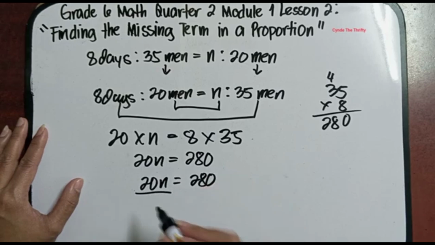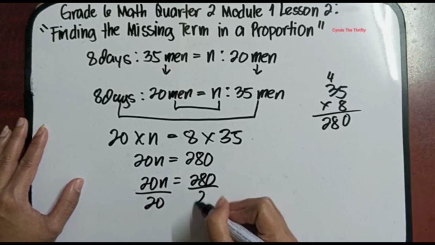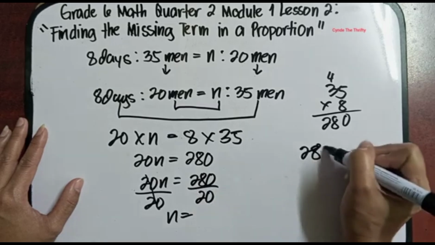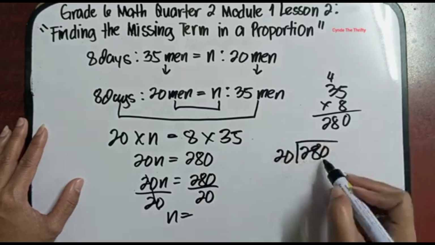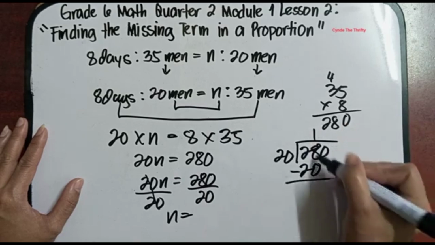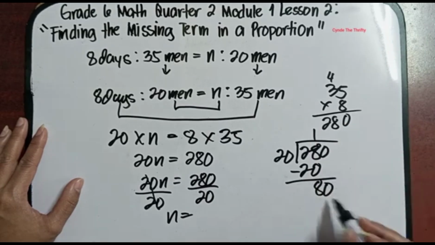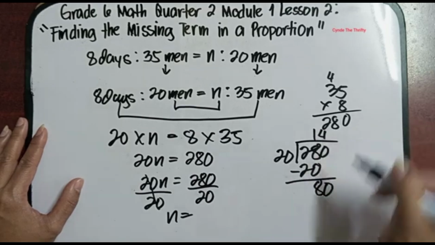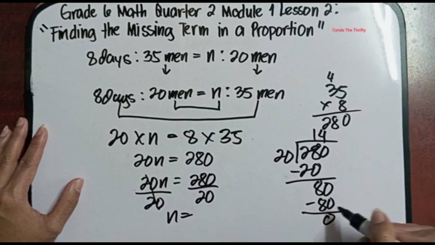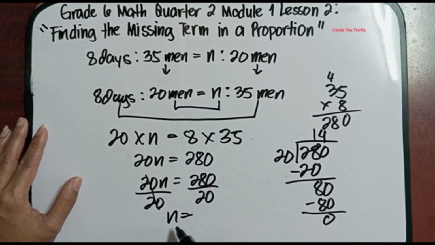I-divide natin both sides ng 20, okay? So, both sides ha, hindi pwedeng dito lang sa left side. So, 20 divided by 20 is equal to 1. So, N is equal to 280 divided by 20. So, 28 divided by 20 is equal to 1. 1 times 20 equals 20. Subtract. 8 minus 0 equals 8. Bring down 0. So, 80 divided by 20 is equal to 4. 4 times 20 is equal to 80. Subtract. So, 80 minus 80 is equal to 0. So, ibig sabihin, ang value ng ating N is 14. So, si N is equal to 14.